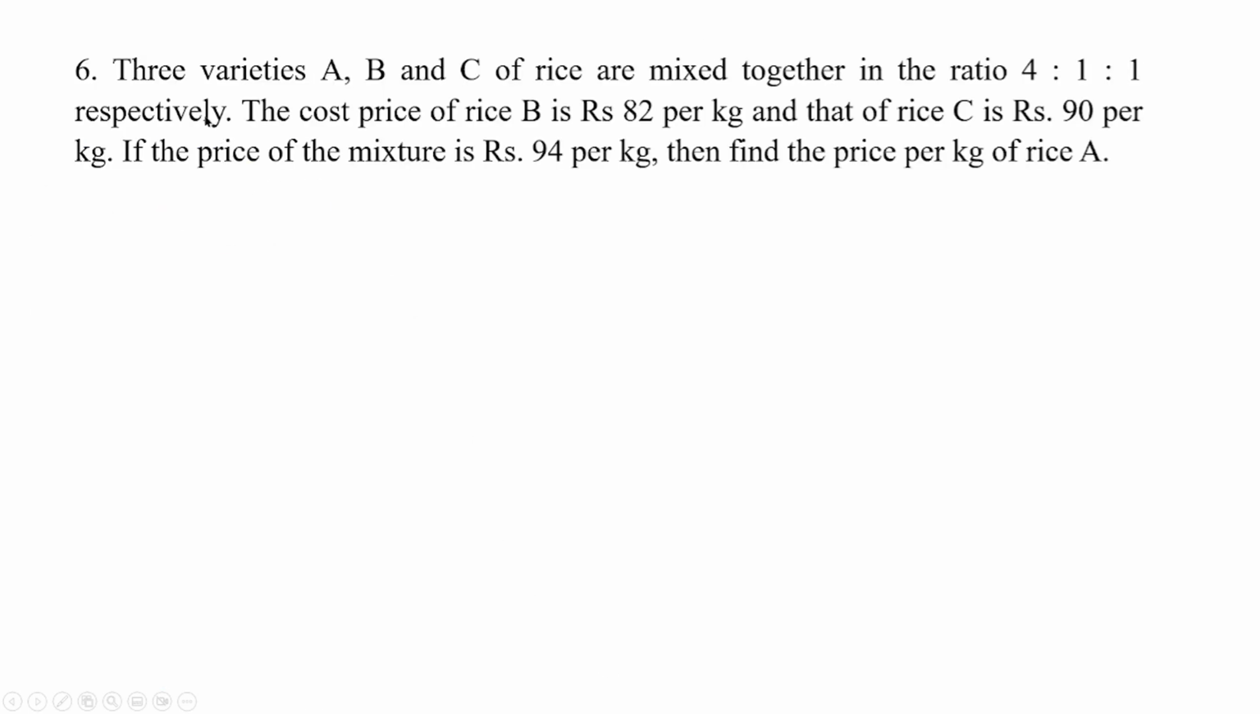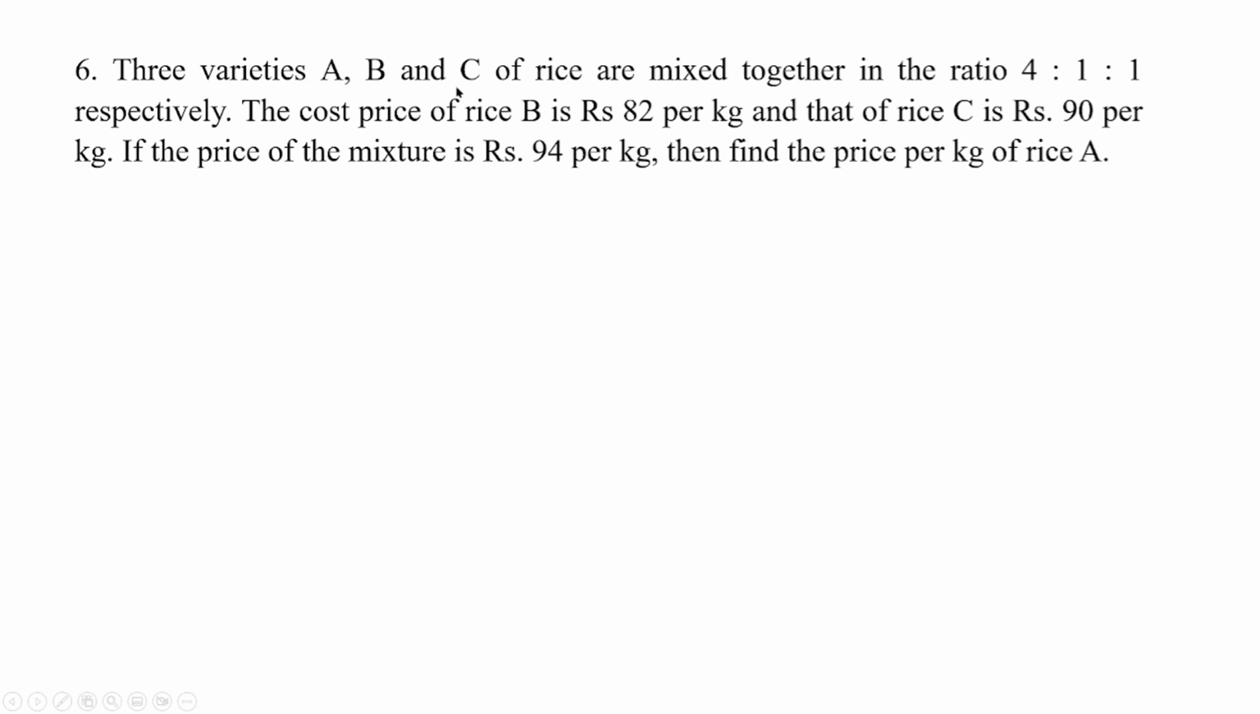Moving on, next question. Three varieties A, B and C of rice are mixed together in the ratio 4:1:1 respectively. The cost price of rice B is rupees 82 per kg and that of rice C is rupees 90 per kg. If the price of the mixture is rupees 94 per kg, then find the price per kg of rice A.